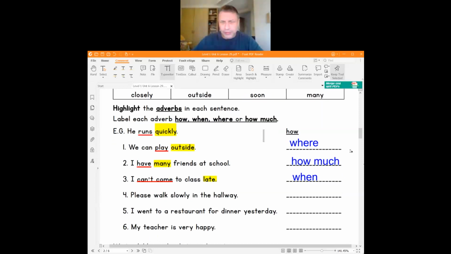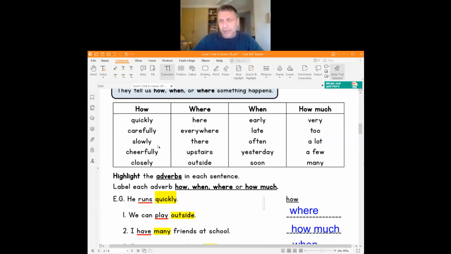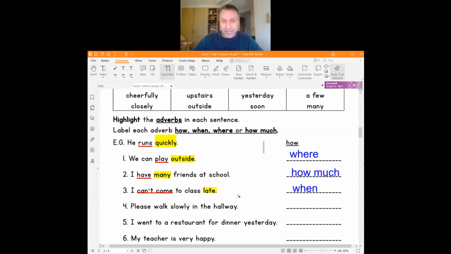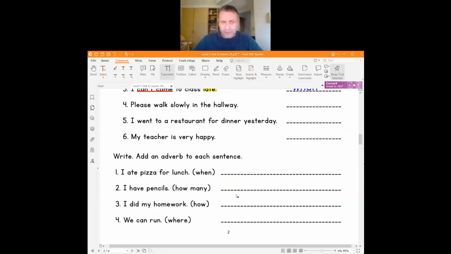At the break time, I want you, in your book, to finish 4, 5, 6. That means I want you to find the verb. I want you to underline it. I want you to find the adverb, highlight it, and then I want you to write what kind of an adverb it is. You can check the 4 boxes up here to know what kind of adverb it is, okay? 4, 5, and 6 is for the break time.